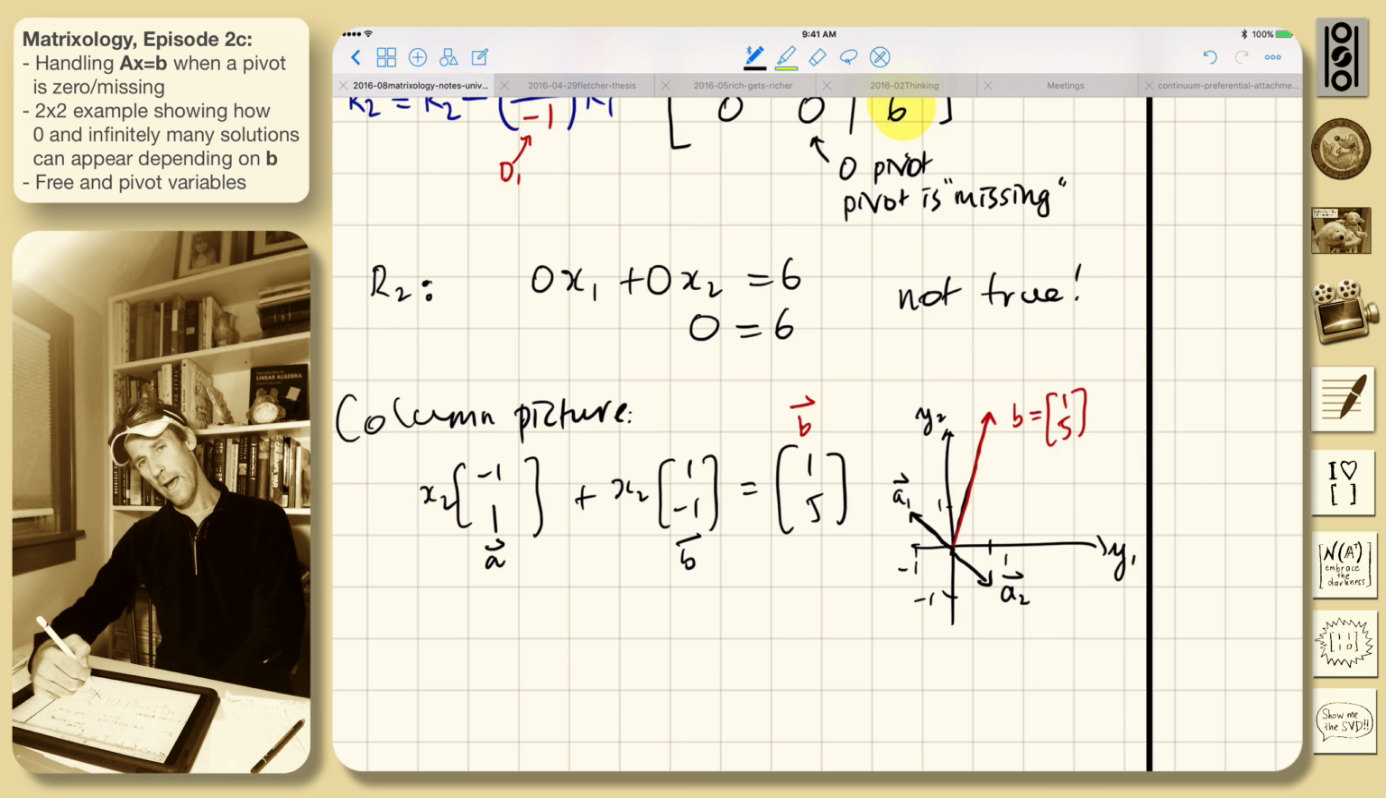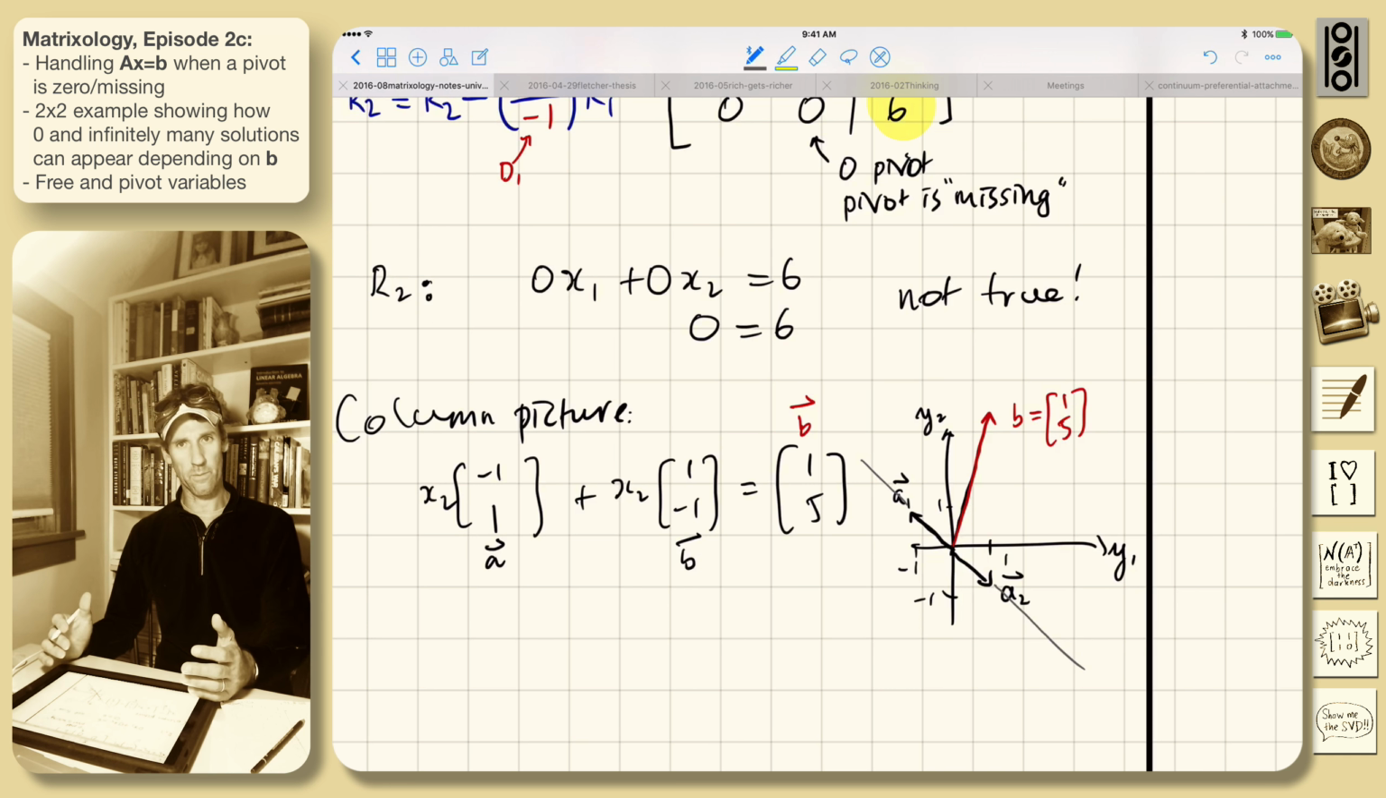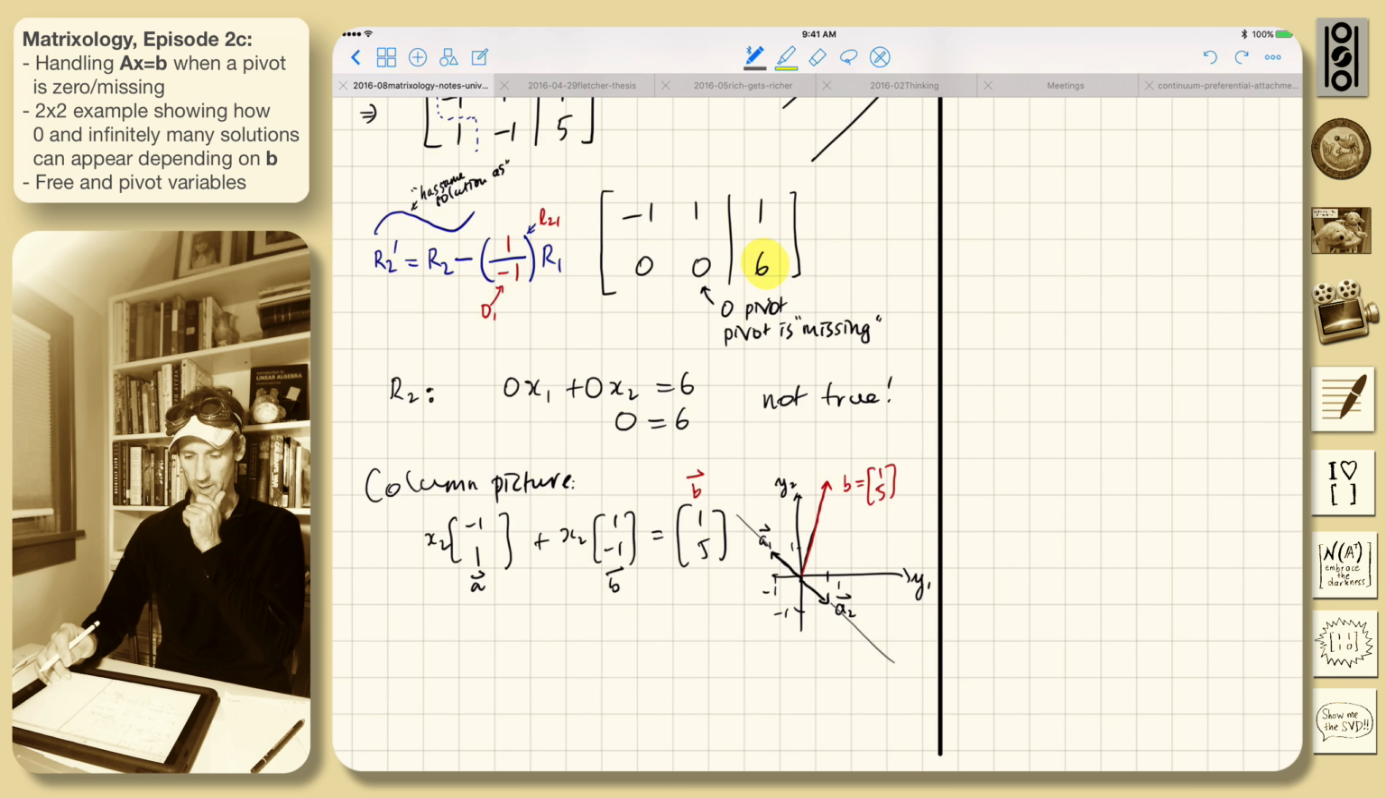There's no way, so we can't add multiples of these guys. All we can do if we add multiples of these guys to each other is trace out this line here. We can only get to points on that line. So there's no solution in this case. If B was a point on this line, we could do it, and there would be infinitely many ways to do it. So we'll come to that in a second.